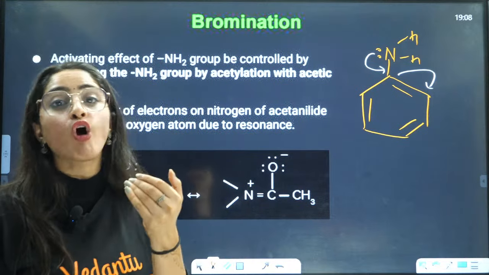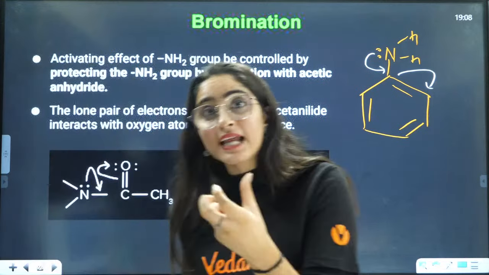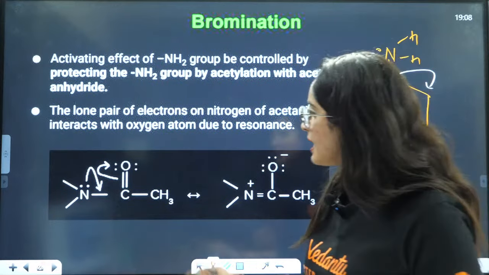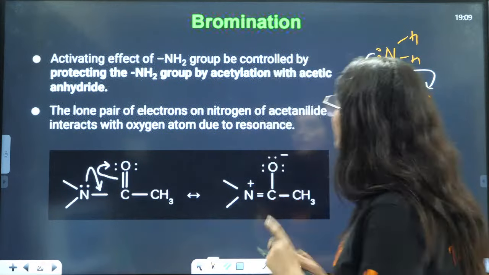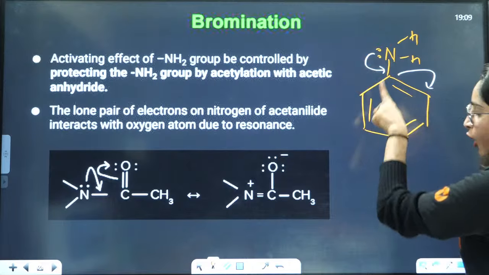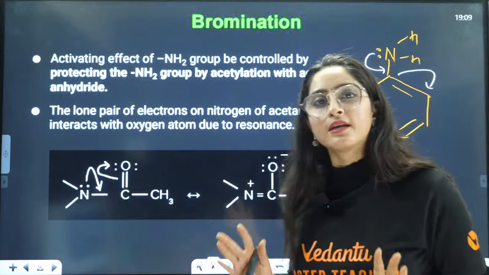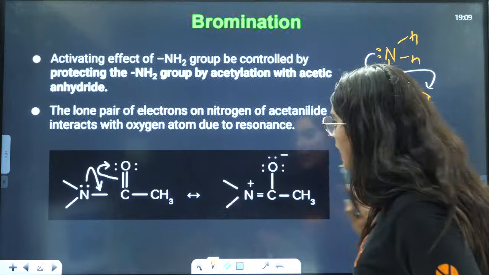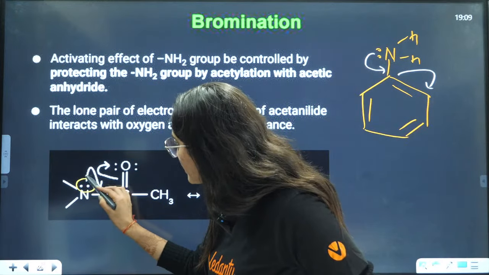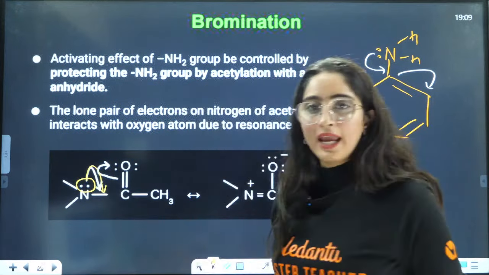But when we have done the acetylation here, then what will happen? In that case, the lone pairs that were shifting to the ortho and para positions are now busy. Where are they busy? They are busy in this thing. The lone pairs here are shifting in the resonance.